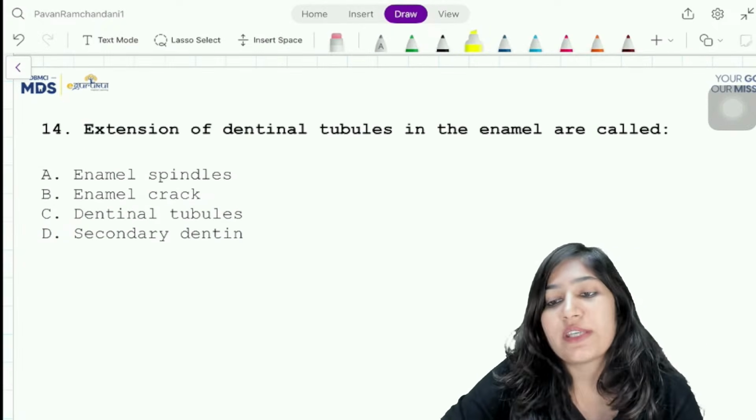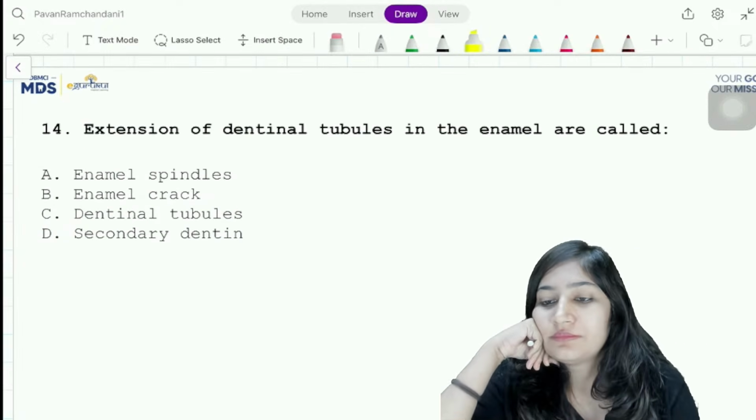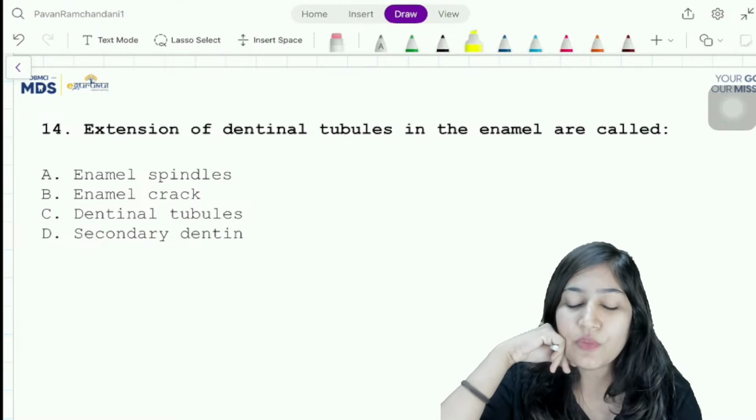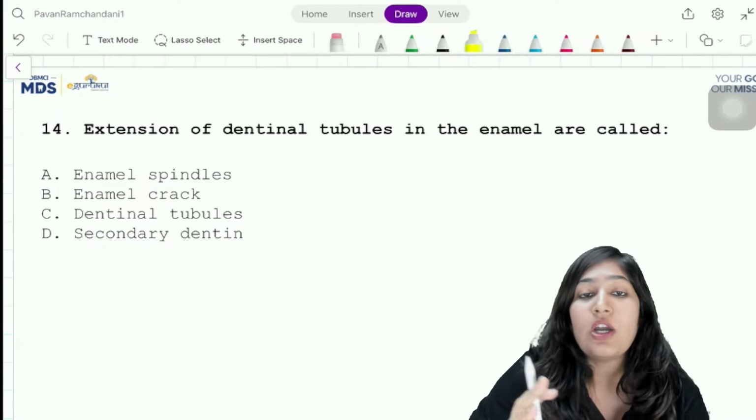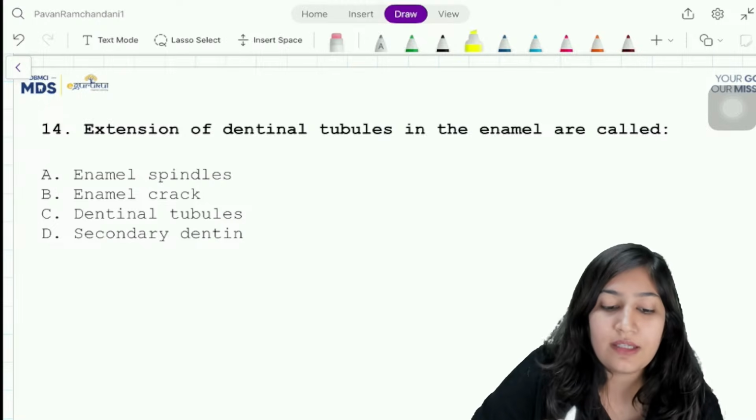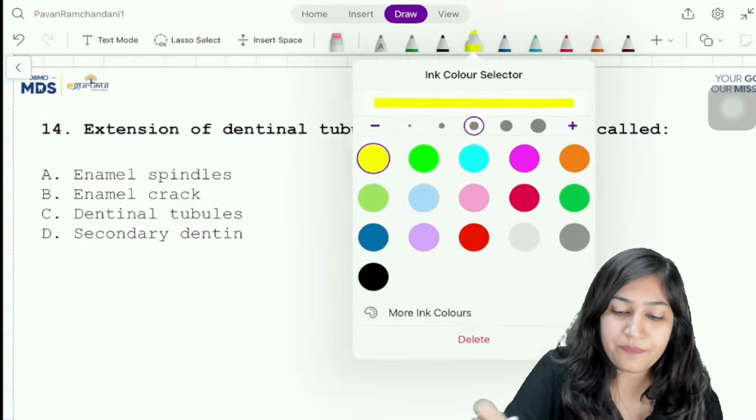Coming to our next question. Extension of dentinal tubules in enamel are called. Are they enamel spindles? Are they enamel cracks? Are they dentinal tubules? Or are they secondary dentin? What is the correct answer here?